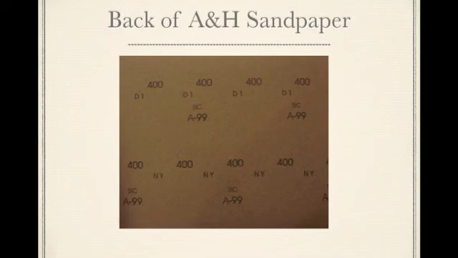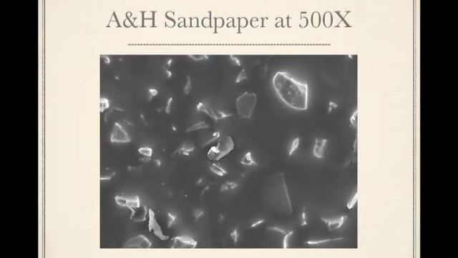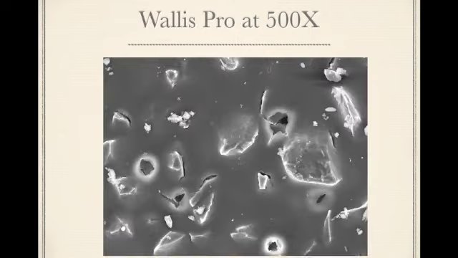Here's the back of A&H sandpaper, again 400 grit. A&H sandpaper looks a lot like Wallace. There it is again. So at this point I thought, well, I'm going to get some sandpaper, I'm going to ask some friends to paint on it and see what happens.